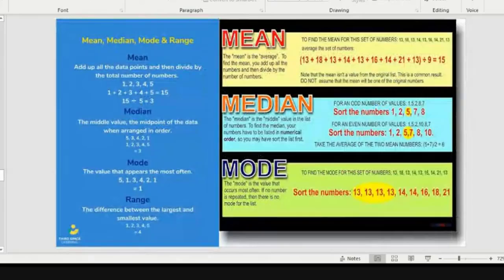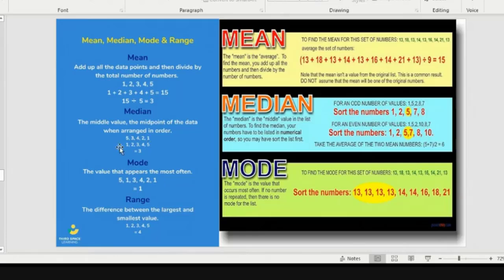Now let's look at mean, median, mode, and range. So for mean, it's also called average. You add up all the data points and then divide by the total number of numbers, right? So we have 1, 2, 3, 4, 5, and we have 5 numbers. You add that up, 15, divide by 5, which is the number of the numbers, and you get 3.